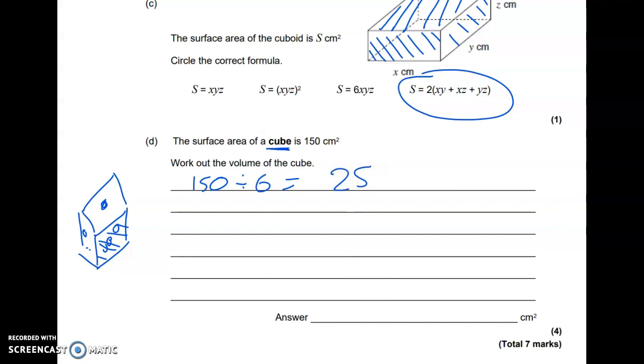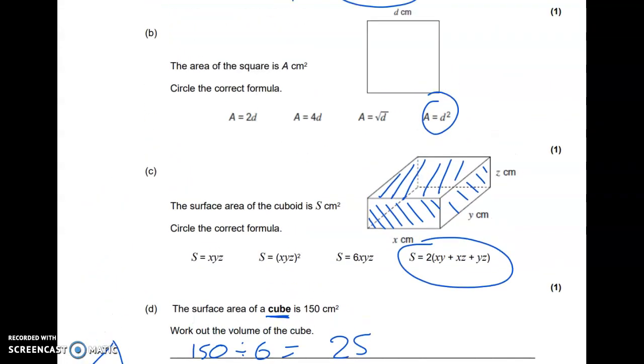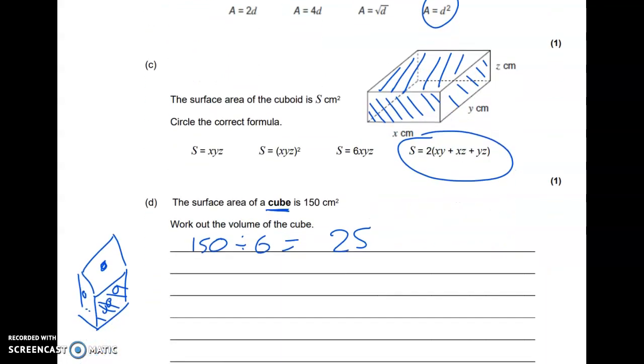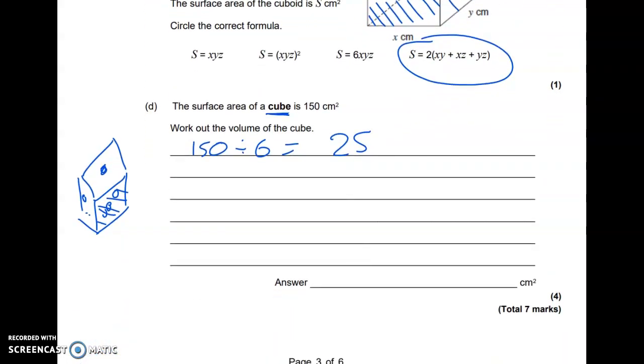So as we just saw earlier, the area of a square is D squared. So the area of something squared gives me 25. What we'll do is we'll do the square root of 25, which gives me 5 centimetres. So each one of these is 5 centimetres.